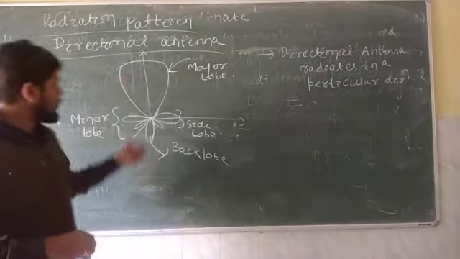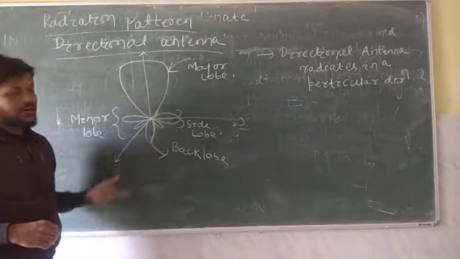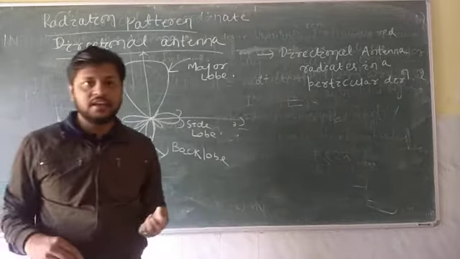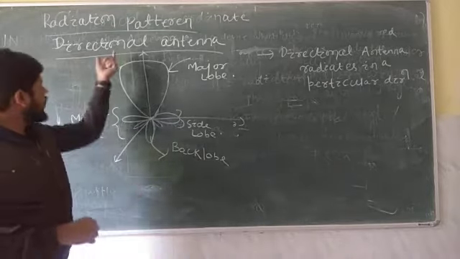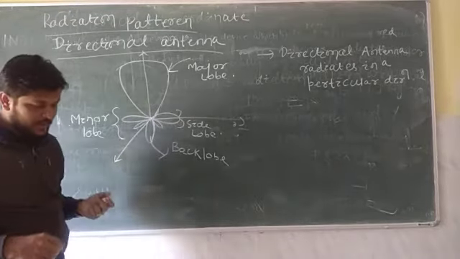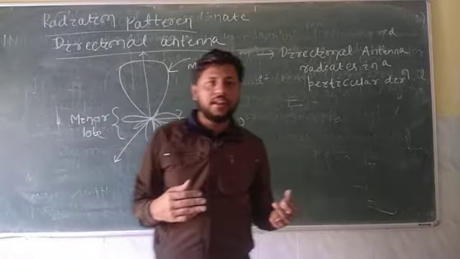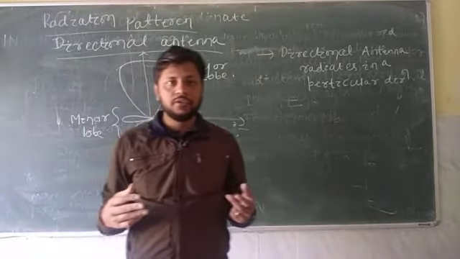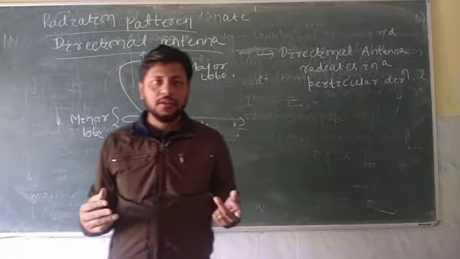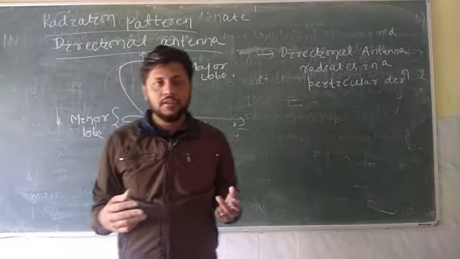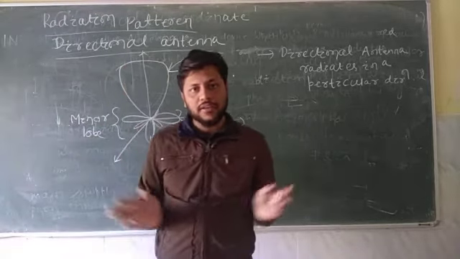So you can see here, I have plotted the radiation pattern of a practical antenna. Any practical antenna is also known as a directional antenna. Directional antenna means the radiation is unequal in all directions. Just like in an isotropic antenna, the radiation is equal in all directions.